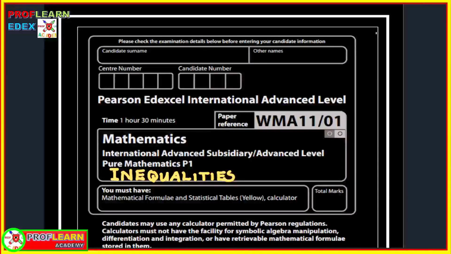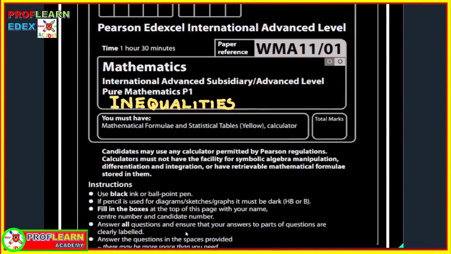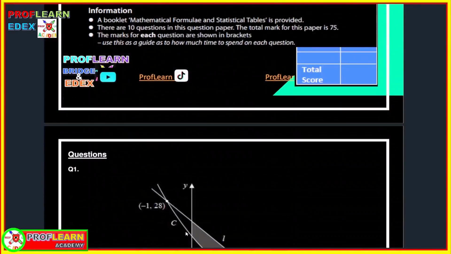In this video, we're going to have a discussion of the topic inequalities for Pure 1 Edexcel Math. We're going to have detailed discussions and get to see what questions have been tested in various exams in previous years, so that once you have gone through those questions, you'll be in a position to attempt other questions in your coming exams.